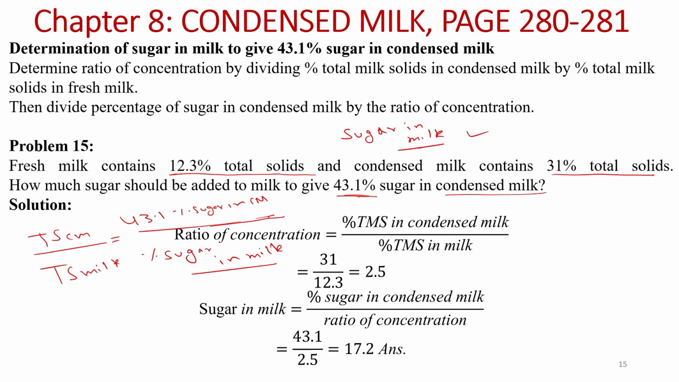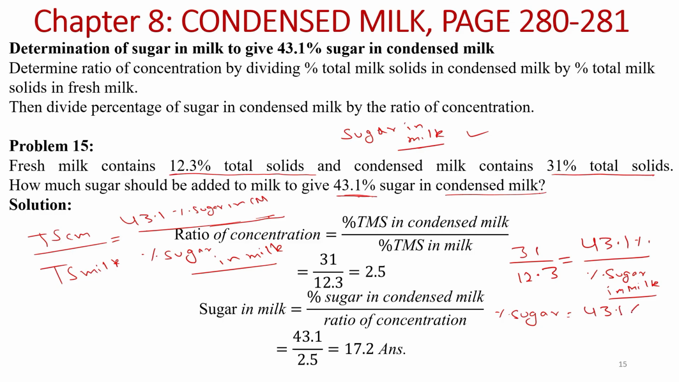Now total solid in condensed milk we are given as 31, divided by total solid given in skim milk, 12.3, is equal to the condensed milk sugar, 43.1%, divided by the required percentage sugar in milk, which we have to calculate. So if we rearrange, we will have percentage sugar in milk is equal to 43.1 into 12.3 divided by 31. This is equal to 17.2, and this is the answer.